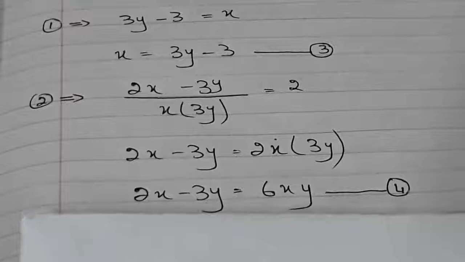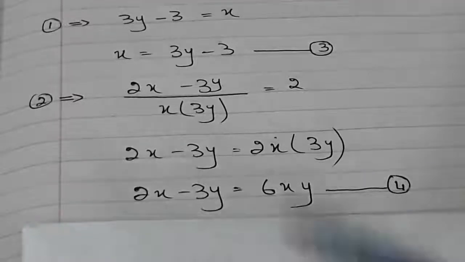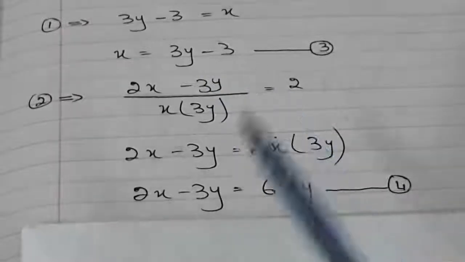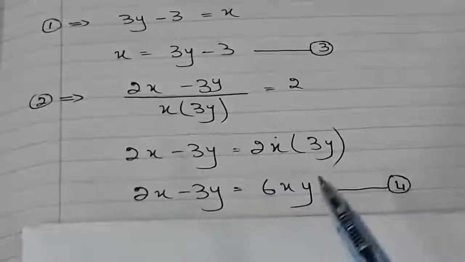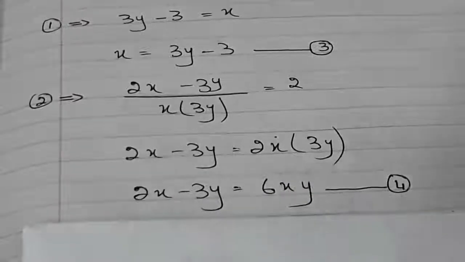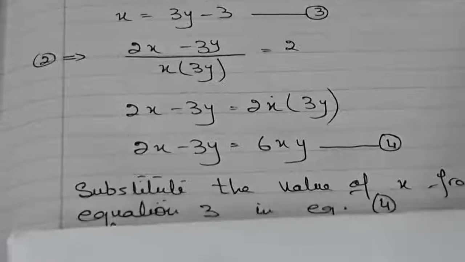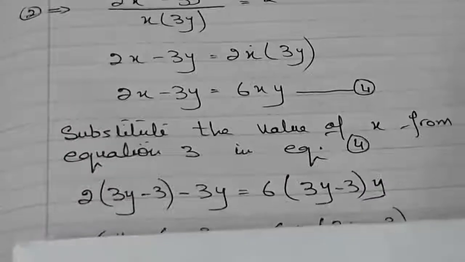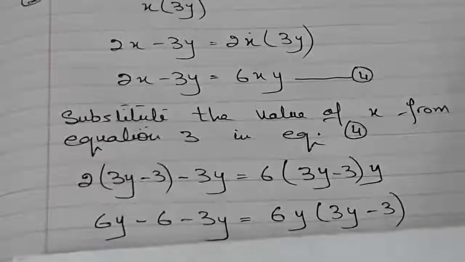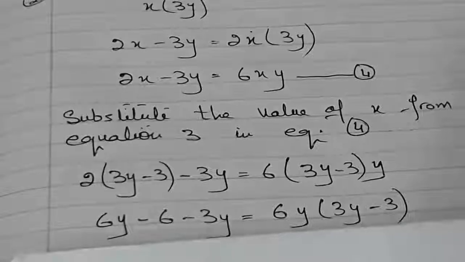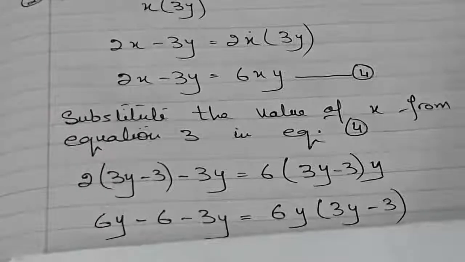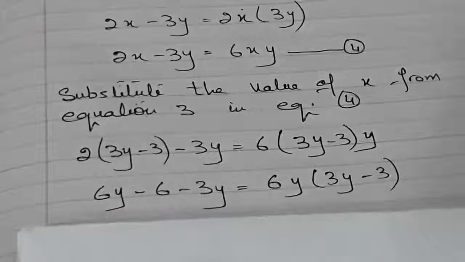And now I will substitute the value of x here. The value of x was 3y minus 3, so I will substitute here and here. And then I will simply apply algebra of multiplying the bracket with the number outside. So I will get this form of the equation.